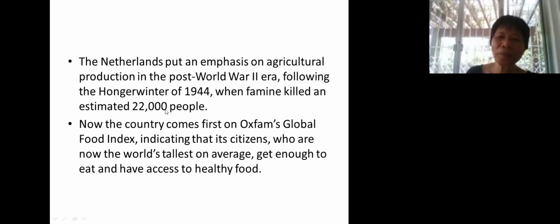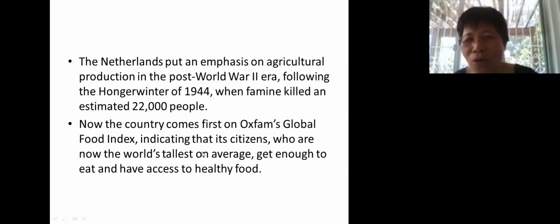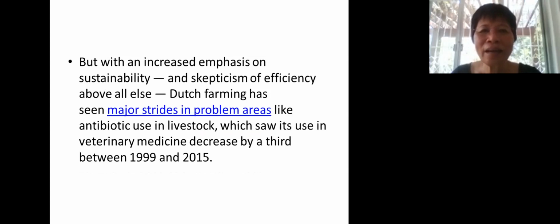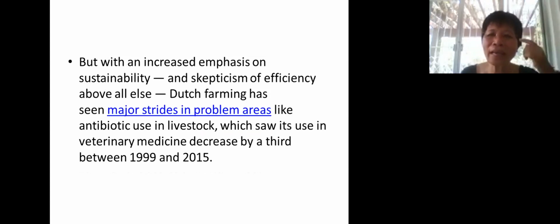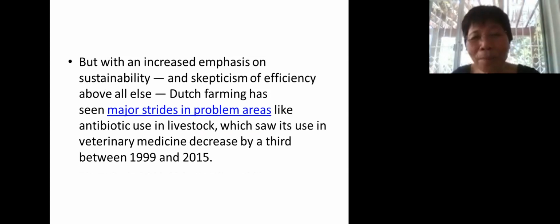When famine killed a lot of people in 1944, where 22,000 people died, according to the Oxfam Global Food Index, the Netherlands people are now the tallest on average, get enough to eat and have access to healthy food. Because they have access to food, they have increased their food security index. They have efficiency, they have what they call Dutch farming. But they have also problems like antibiotic use in livestock, with its use decreased by a third between 1999 and 2015.